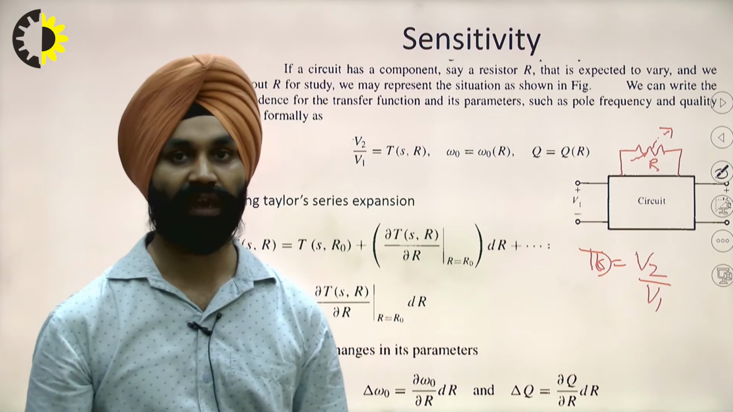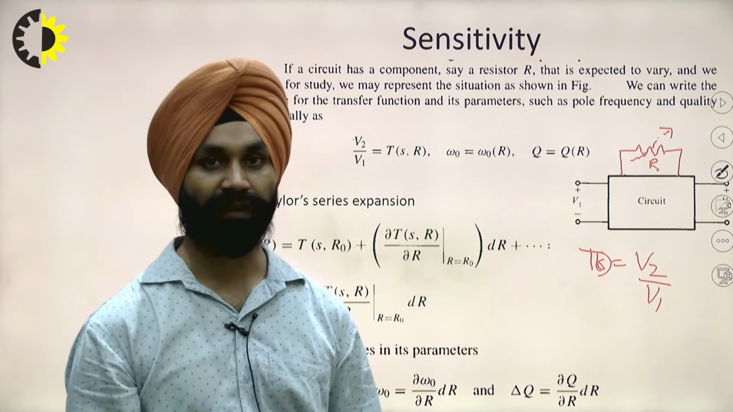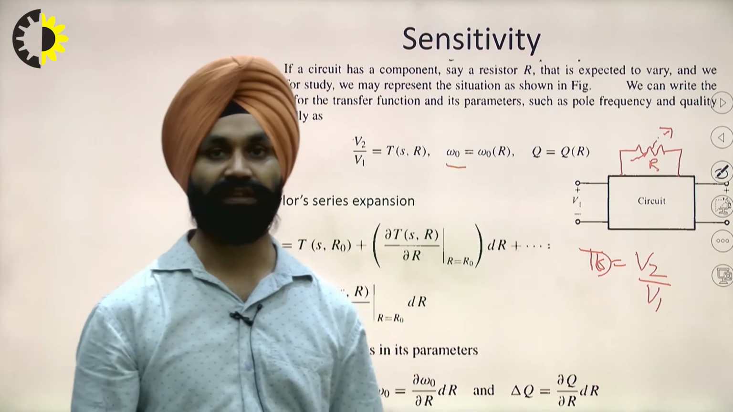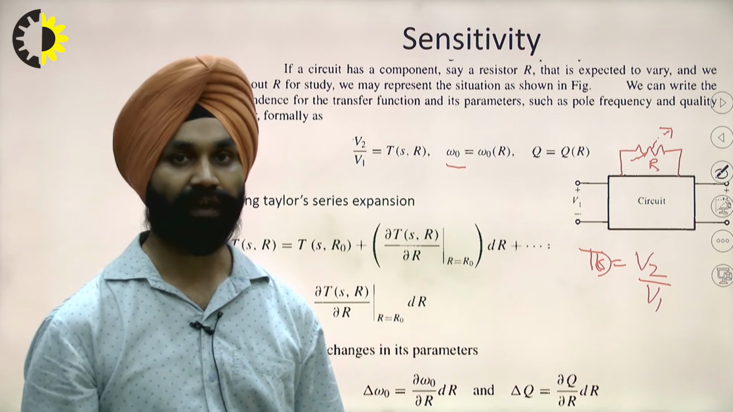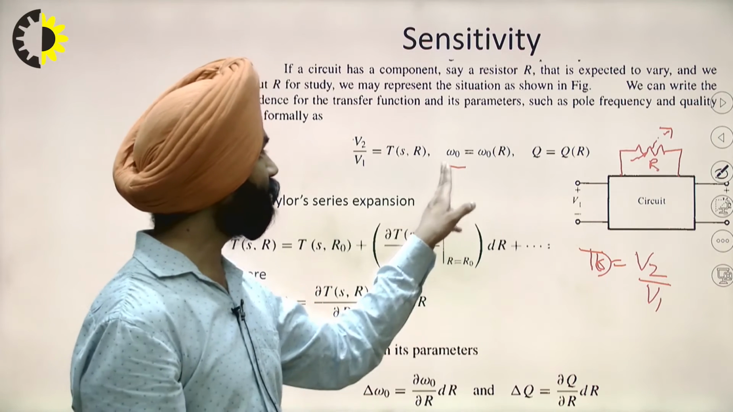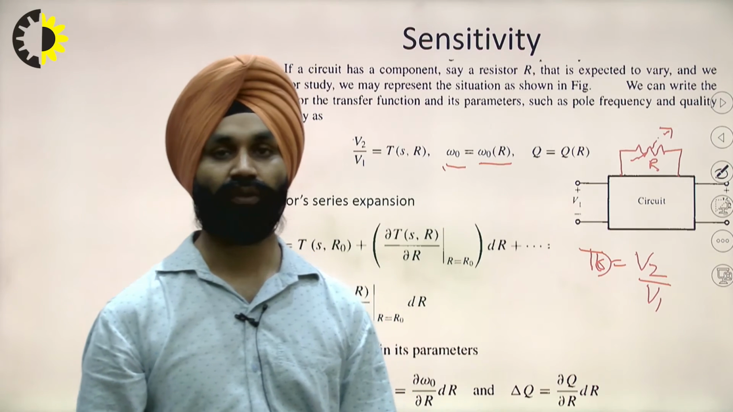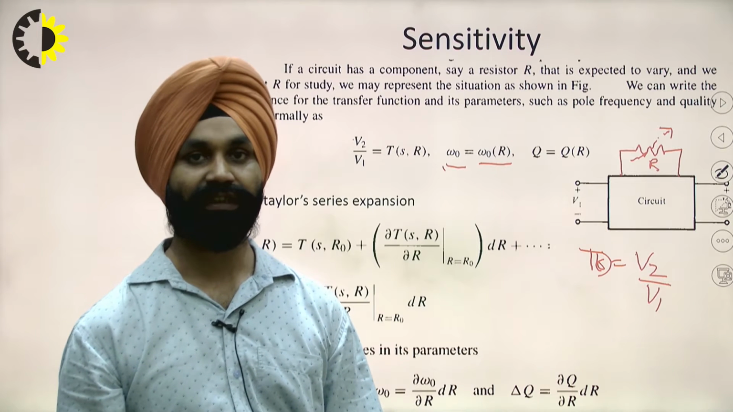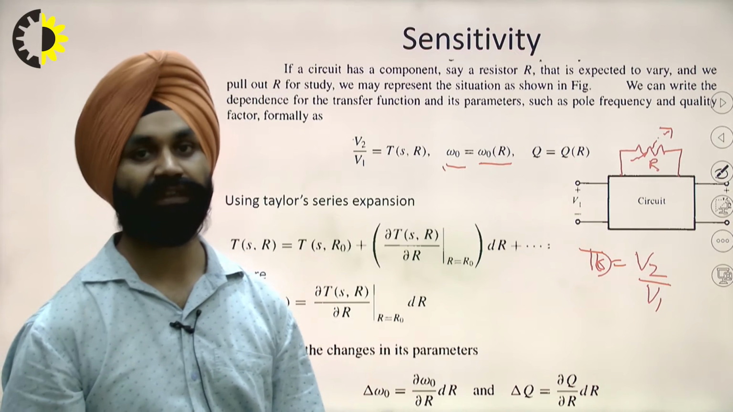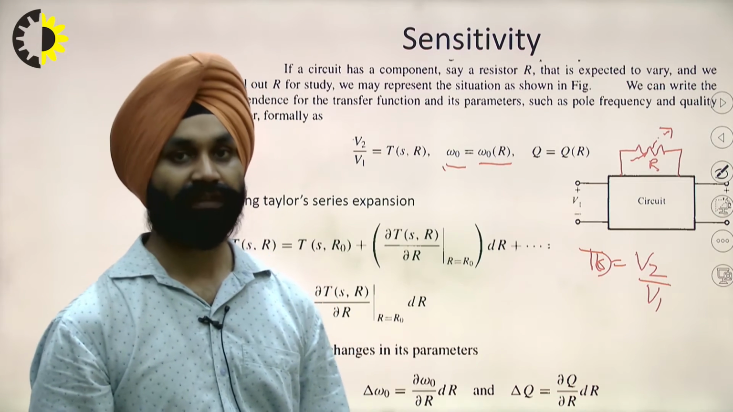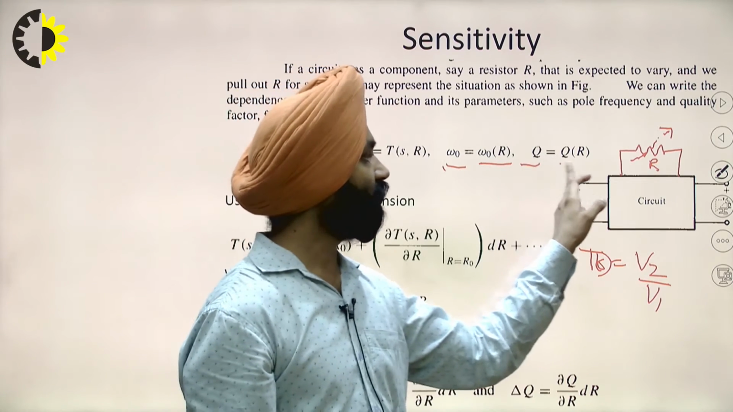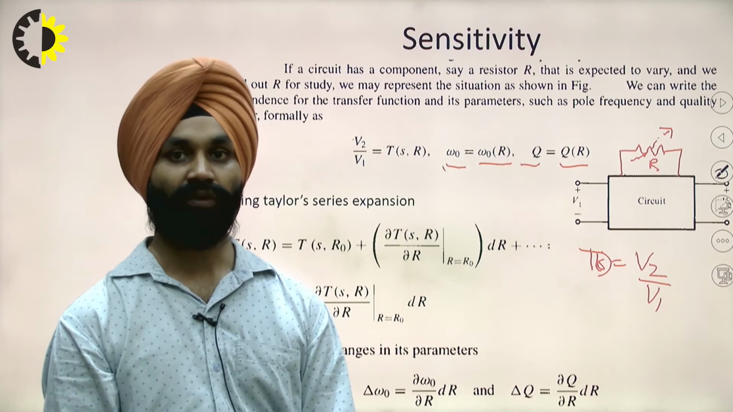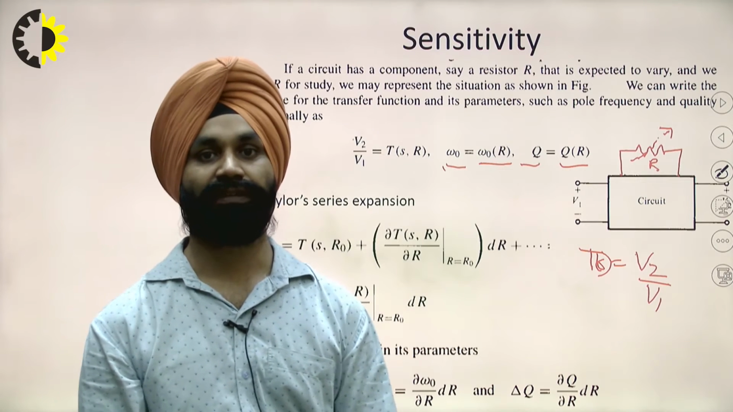With the change of R, the transfer function will also vary. Similarly, omega naught will also change with the change in R. So I can write omega is equal to omega naught of R. This R is varying, and the variation in R will result in change in omega naught. Similarly, we can say that Q is a function of R. Now this R is a small variation.